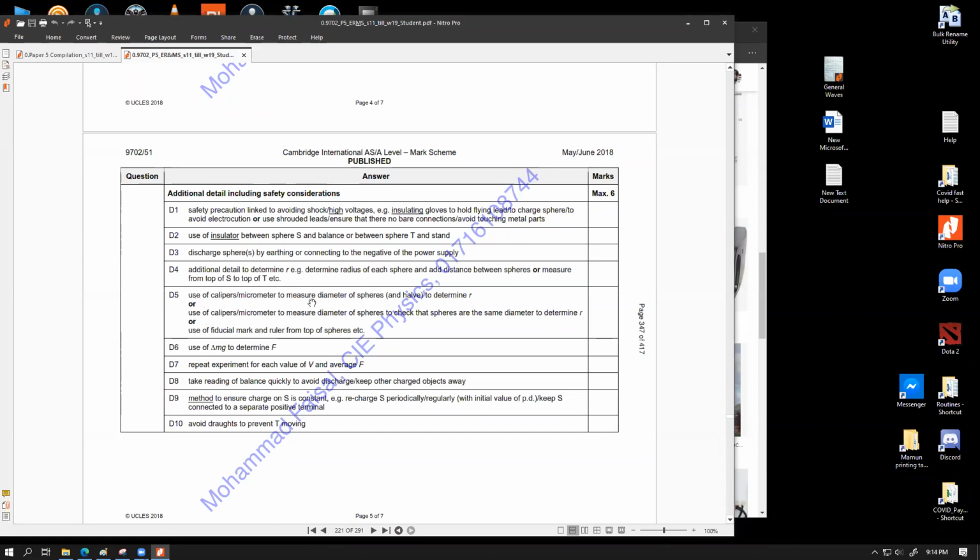Use calipers or micrometers to measure the diameter of the spheres and have that determined. Use calipers, or use a fiducial mark and ruler from the top of the spheres.